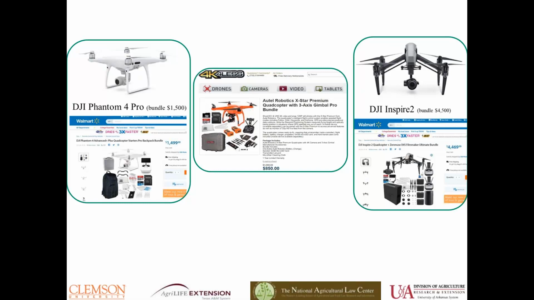Many outlets now offer bundles, which would include the aircraft, possibly a carrying case, and needed extra components such as propellers and batteries. Bundles may be a good option for a beginner.